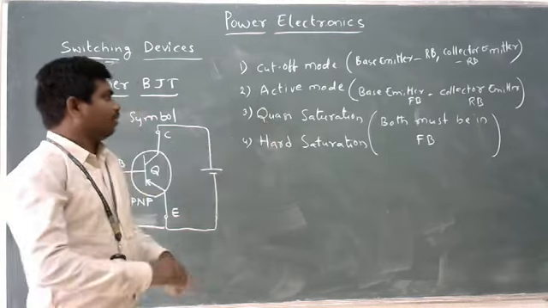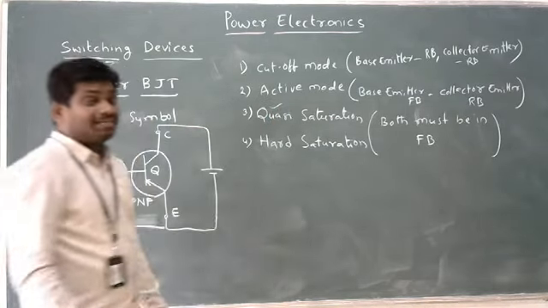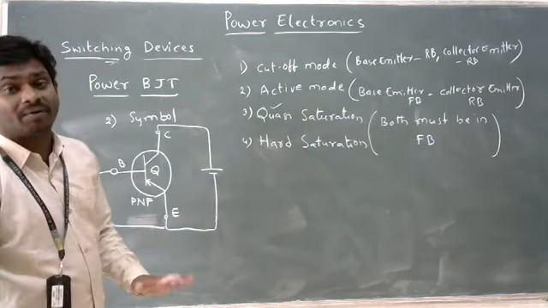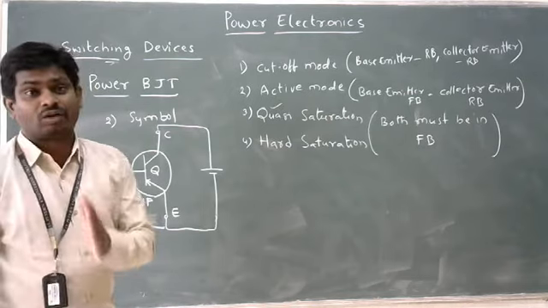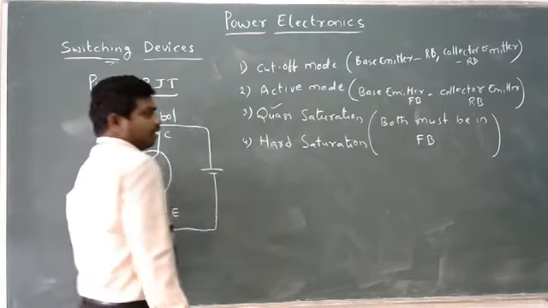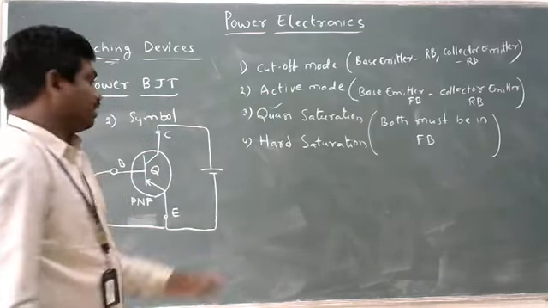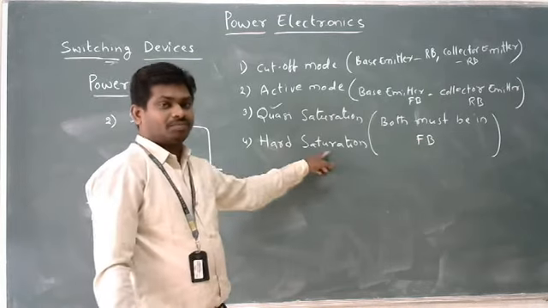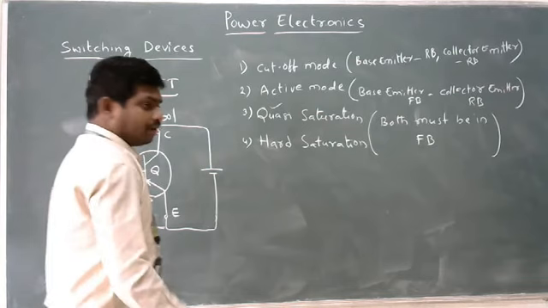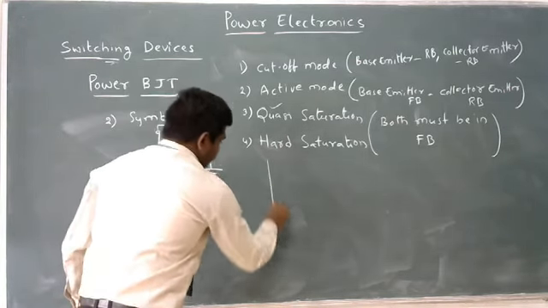The difference between these two is that in quasi saturation the device is able to carry low powers during this mode of operation. If it is able to carry high power, it is going to be operated in hard saturation. We'll see one by one by taking the characteristics of the power BJT.